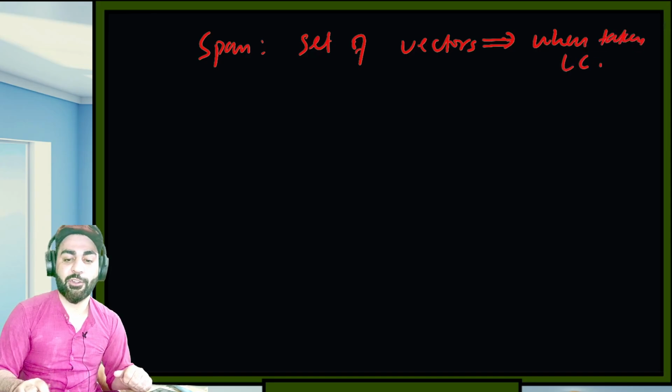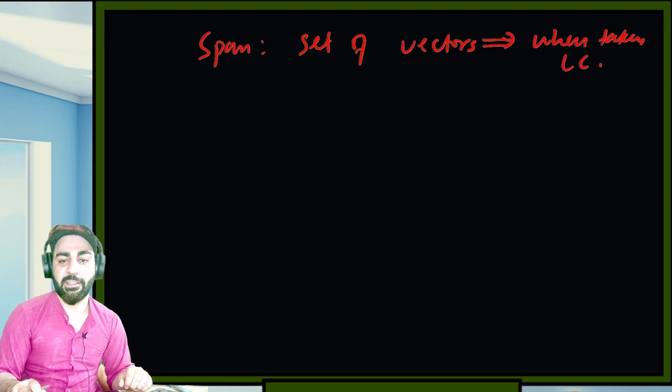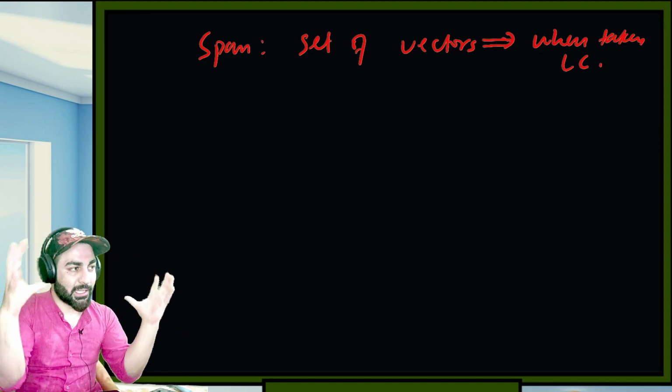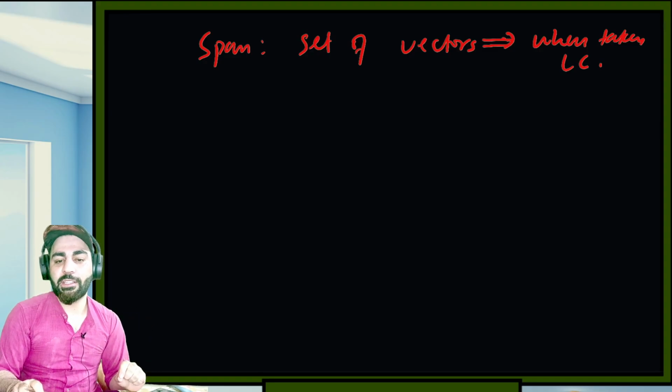I'll just write it in shortcut because I don't believe in definitions. You should understand this thing; it is better to understand rather than just remember the definitions. So what I'm saying is span is the set of all the vectors which are reachable when you take all the linear combinations. Then comes the concept of dependence and independence.